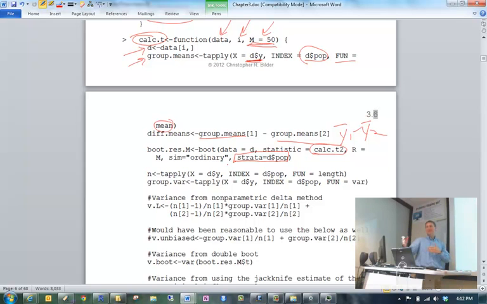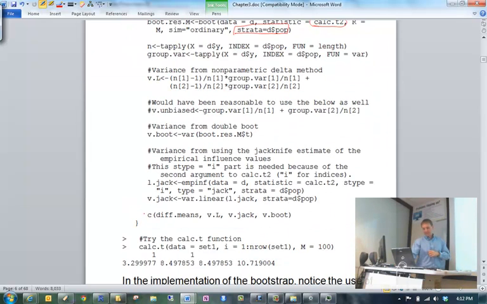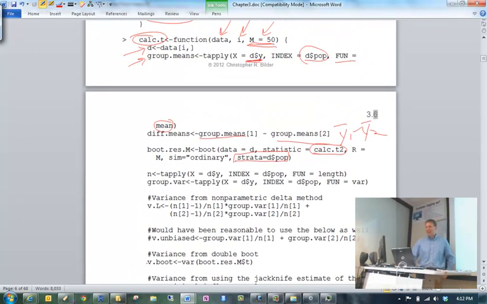You want to ask a question? I do. Where does your regular calc.t function end? Because I don't see a, oh, it's clear down there. Okay. There's a lot. Oh, right. Okay, sorry.